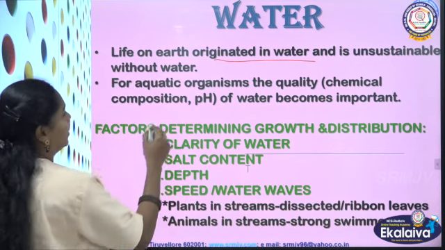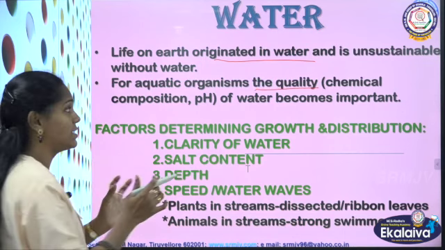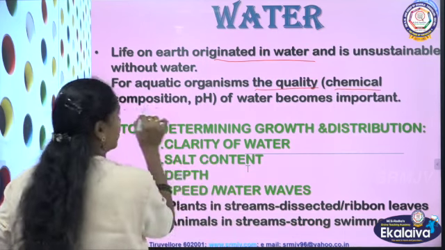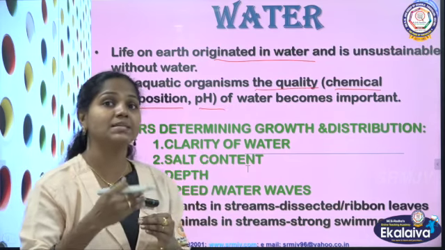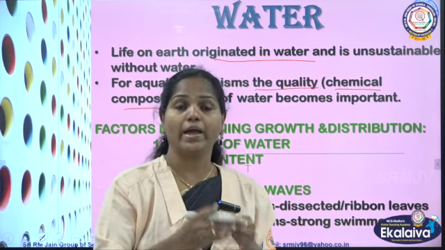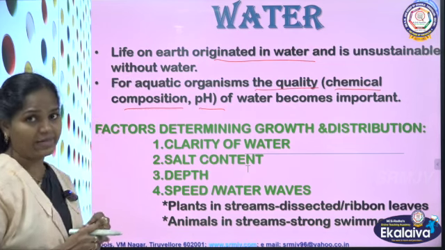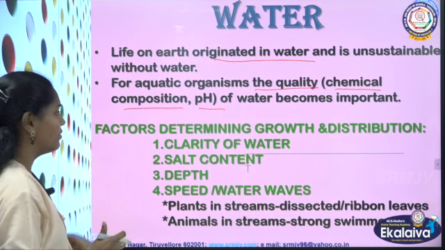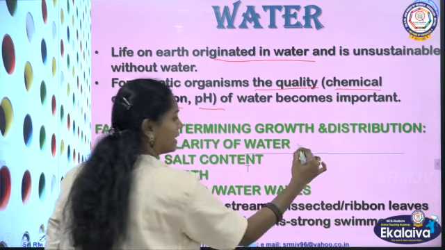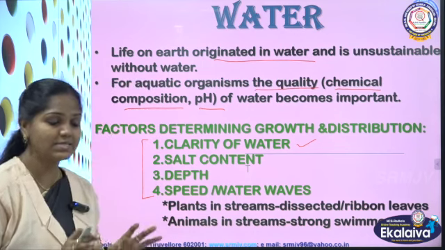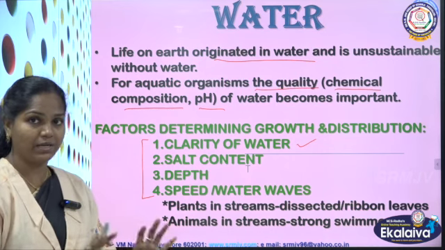For aquatic organisms, the quality of water, in the sense of the chemical composition of water and pH of water, all act as limiting factors, supporting or preventing the survival of organisms. So what are the important factors when we talk about water? The first one is the clarity of water, which decides the particular group of organisms which can adapt to that particular condition.